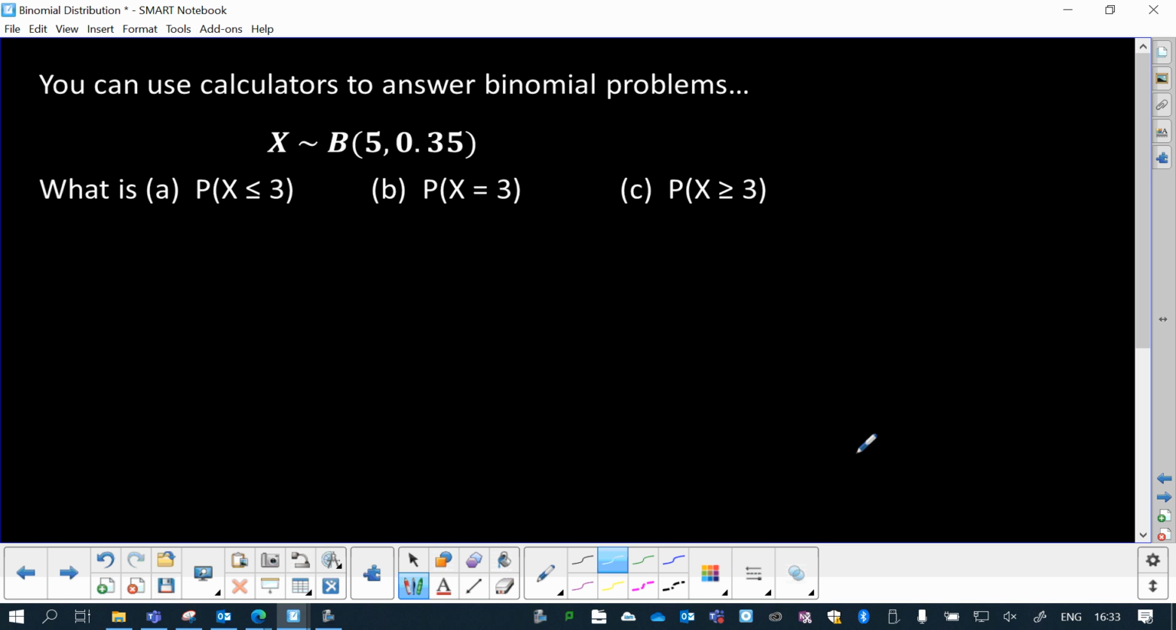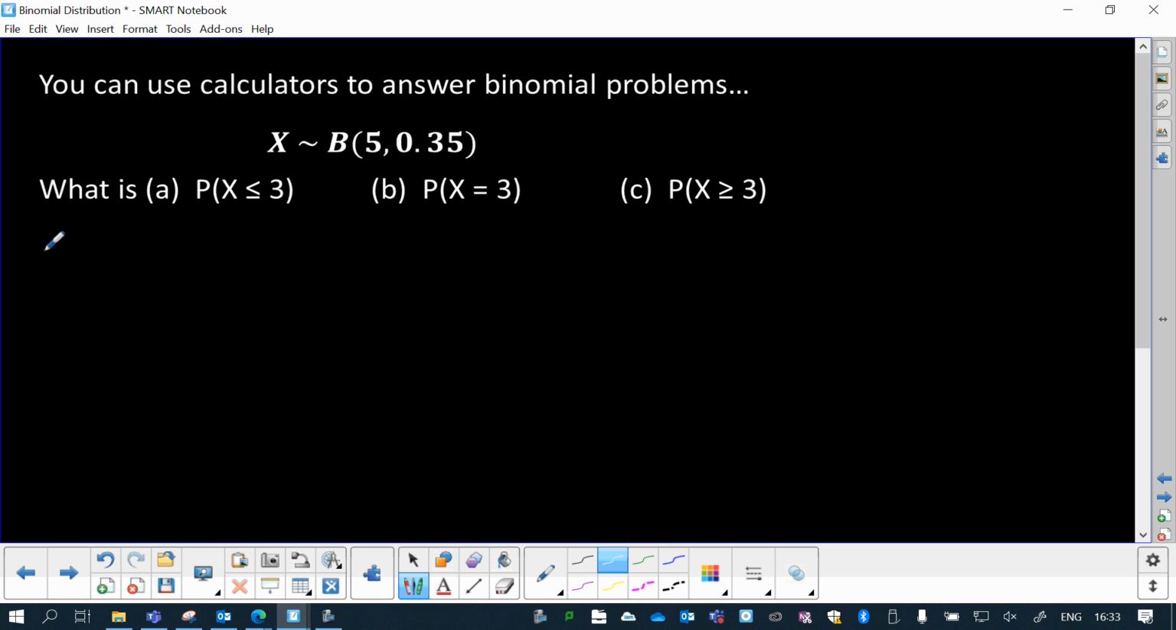This is where we're going to have a look at calculators, because if we read the problem, no context here. We're not told what the experiment is, but we can infer from the notation that there are 5 trials. The probability of success in each trial is 0.35. Whatever this experiment is, we've got all the information that we need.